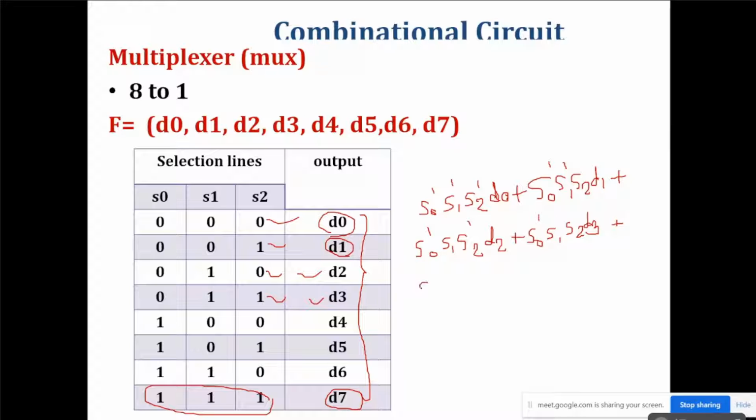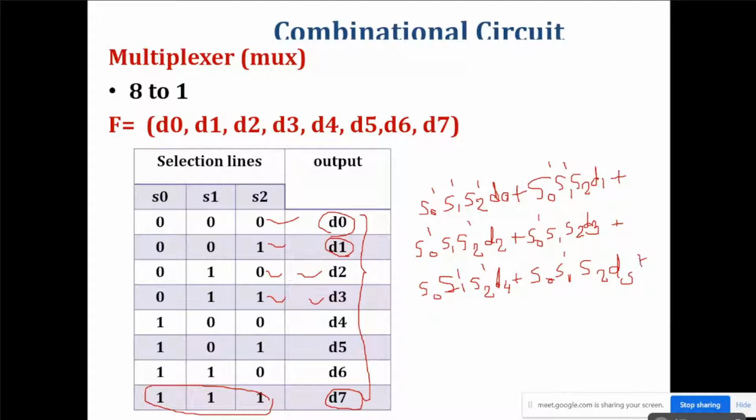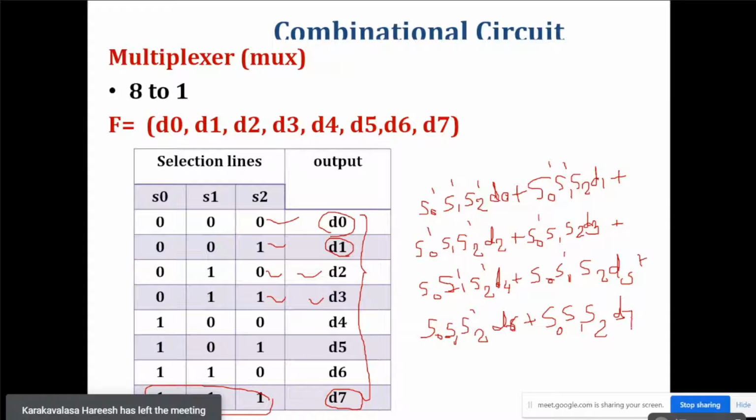plus S0, S1 dash, S2 dash, D4 plus S0, S1 dash, S2, D5 plus S0, S1, S2 dash, D6 plus last expression will be S0, S1, S2 and this is D7. So this will be the expression for 8 cross 1.